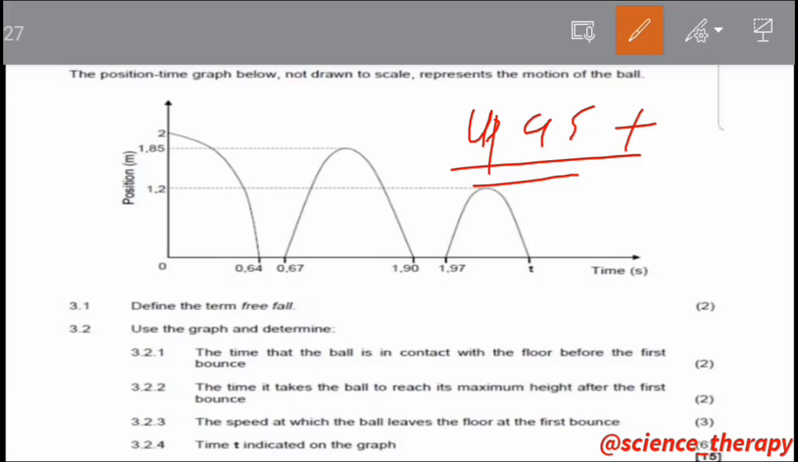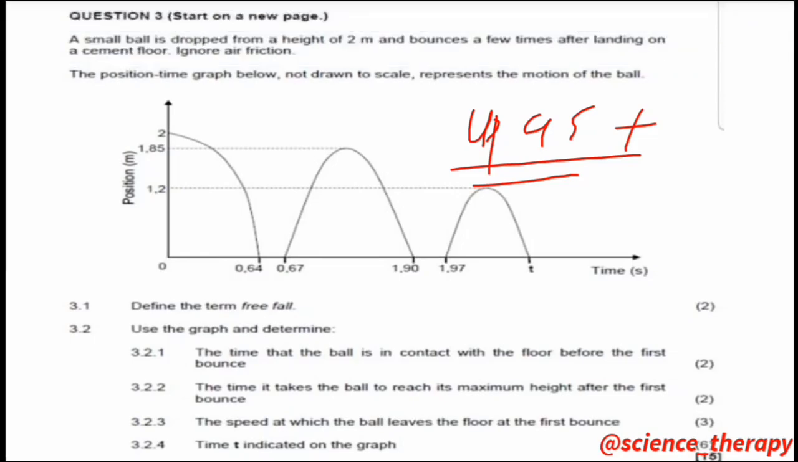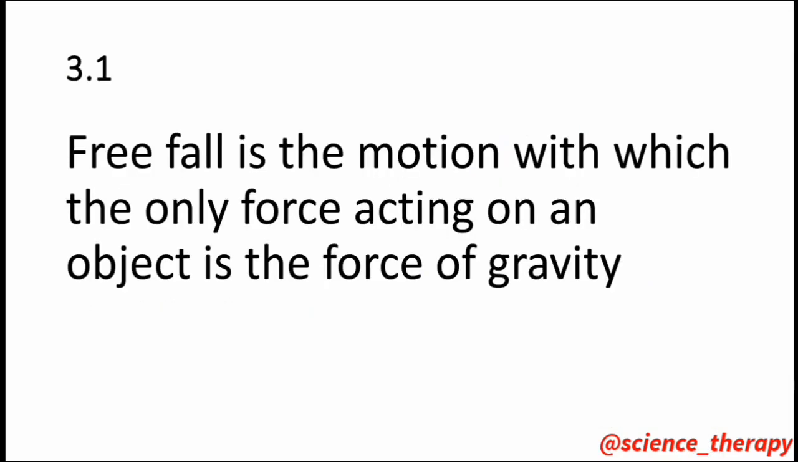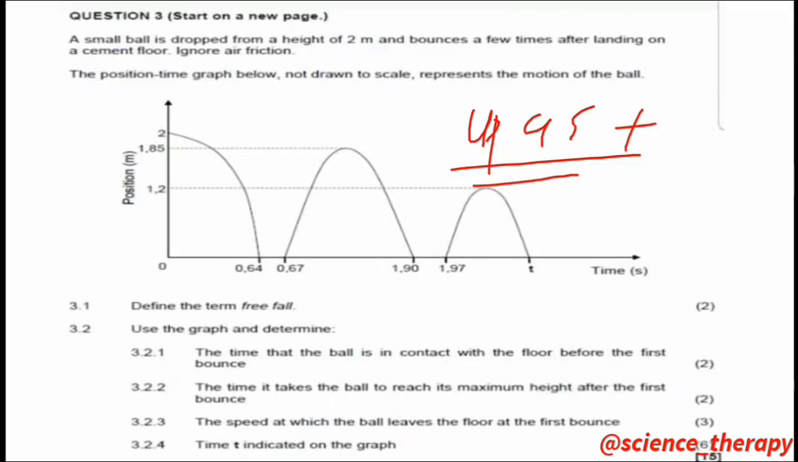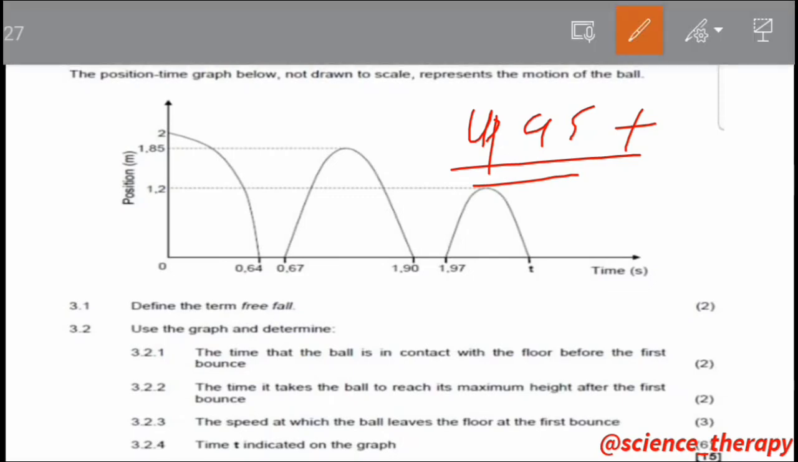So 3.1 says define the term free fall. Now we say free fall is the motion in which the only force acting on an object is the force of gravity. So that's how you have it for 2 marks. Then 3.2 says use the graph and determine the time that the ball is in contact with the floor before the first bounce. So now let's understand what happened here.